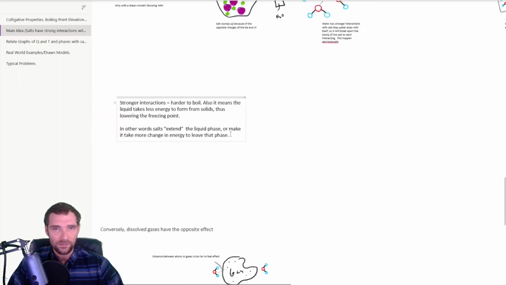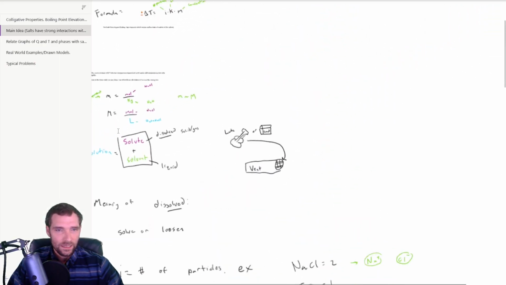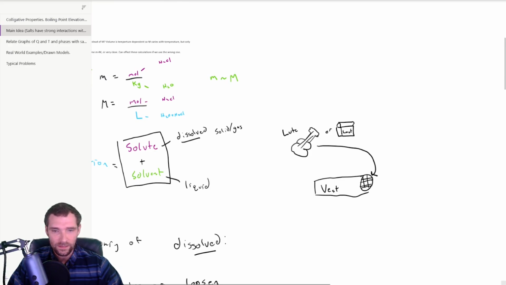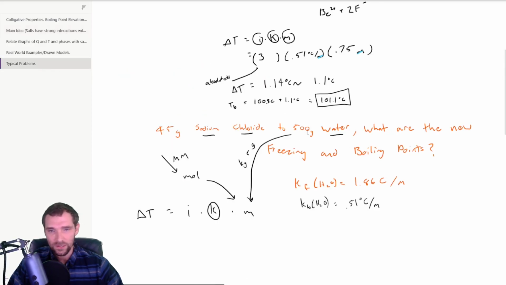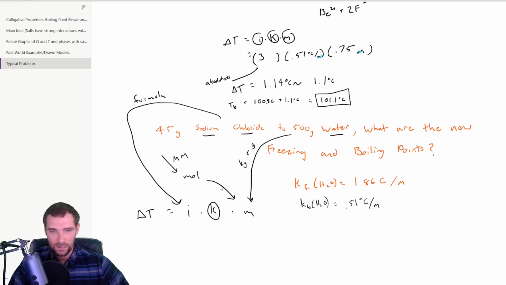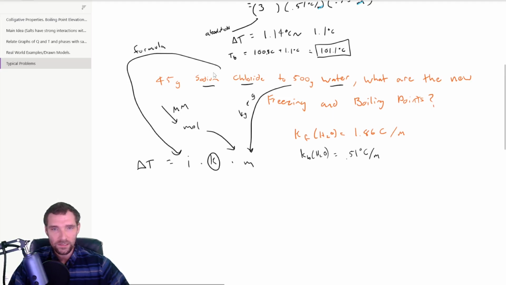So if we're talking about that little m right here, usually in kilograms. So we were in grams, we need to go to kilograms. So there's a little conversion here, a little conversion there, and then I think from the name we can figure out the formula, and that should give us the I value. So sodium chloride, that's NaCl. So that just breaks down into Na plus and Cl minus. So the I value is 2. It makes 2 particles.